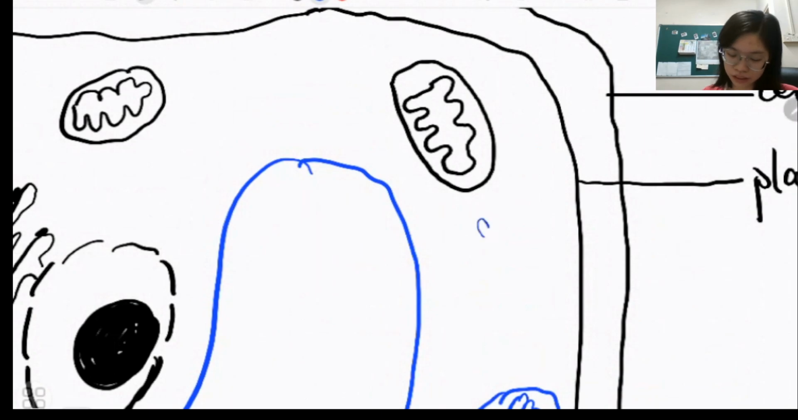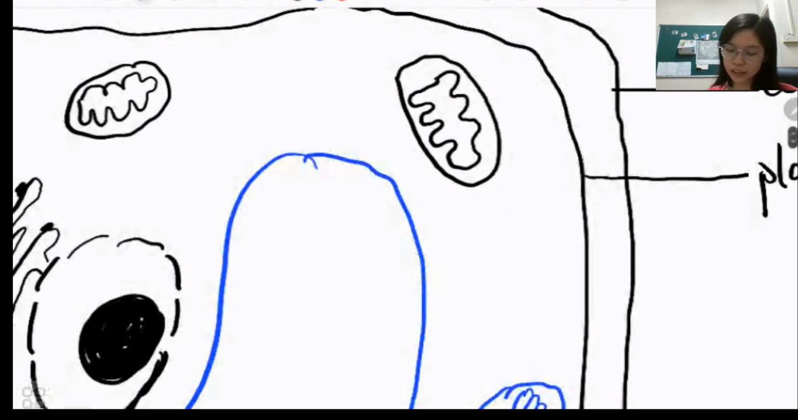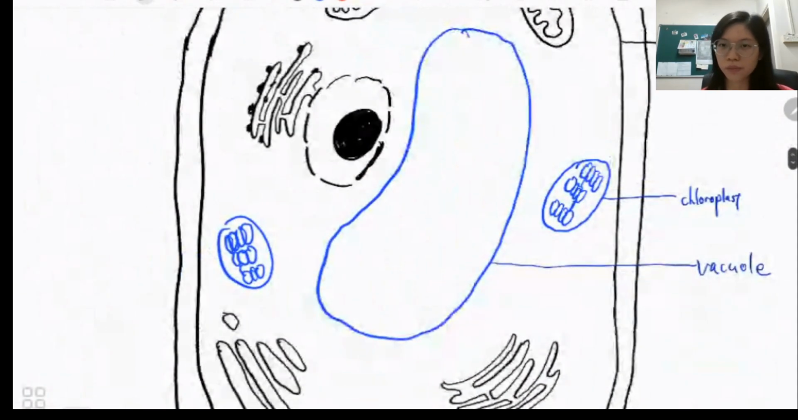It's like in this pattern. Basically it looks like that. So this one is chloroplast. We'll learn in detail in Form 5. Inside, they have granum and thylakoid. That's why it looks in this way.